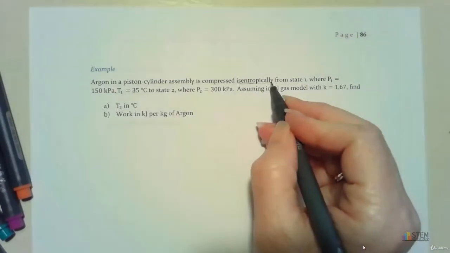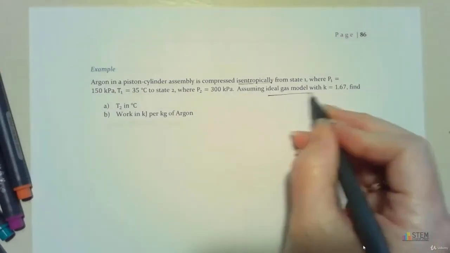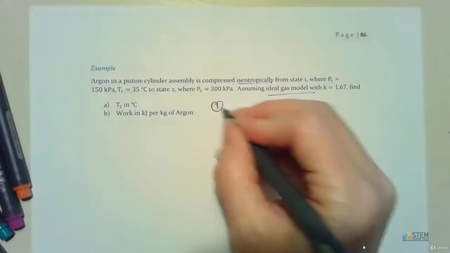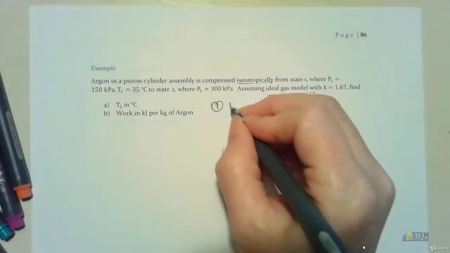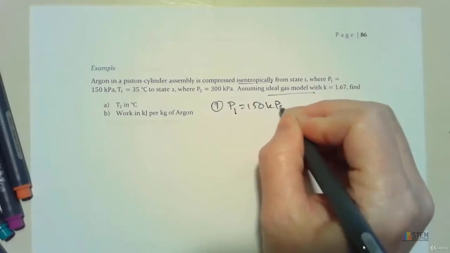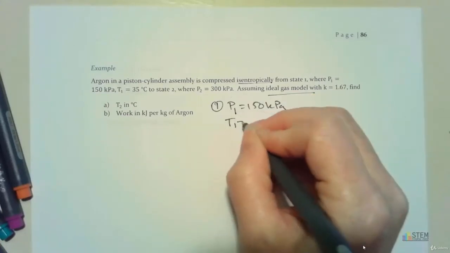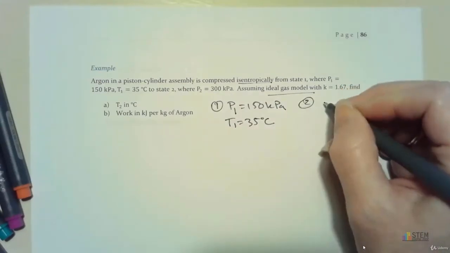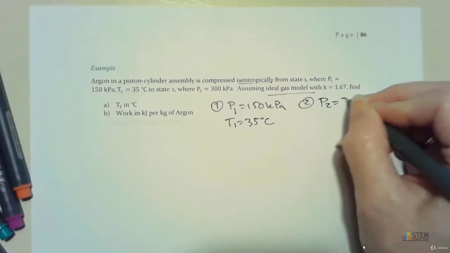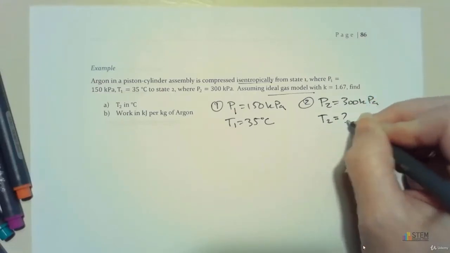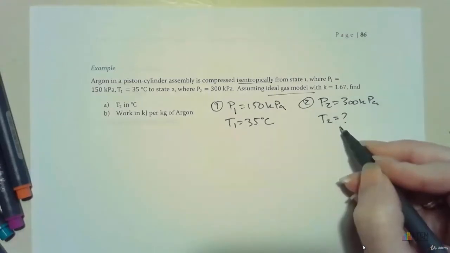Alright, so that's what we are looking for. Notice we have isentropic, we've got ideal gas. Those are keywords there. And I'm going to go ahead and write out our conditions. At state 1, we've got a pressure of 150 kilopascal, and T1 is 35 degrees Celsius. State 2, we've got P2 equals 300 kilopascal. T2, we don't know what that is. We're looking for that.